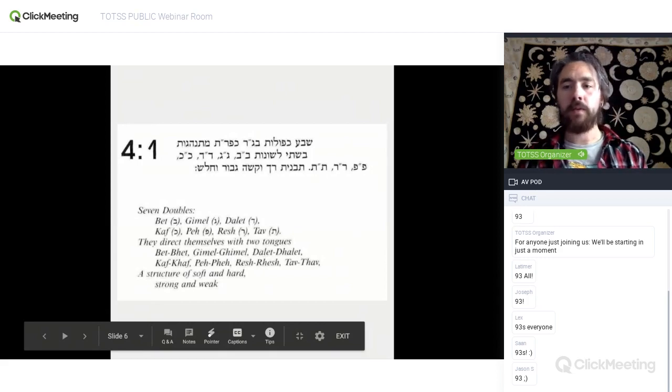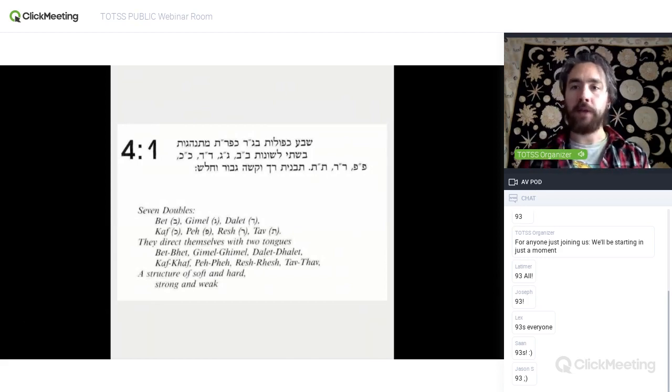Okay, let's just jump right into it with the Sefer Yetzirah. We'll be looking at chapter 4 today, and I'm using Aryeh Kaplan's translation, just like last week. So we've got the Hebrew and then the English translation. Okay, 7 doubles: Bet, Gimel, Dalet, Kaf, Pei, Resh, Tav. They direct themselves with 2 tongues: Bet, Vet, Gimel, Jimel, Daleth, Thaleth, Kaf, Chaf, Pei, Fei, Resh, Tav, Thav. A structure of soft and hard, strong and weak.